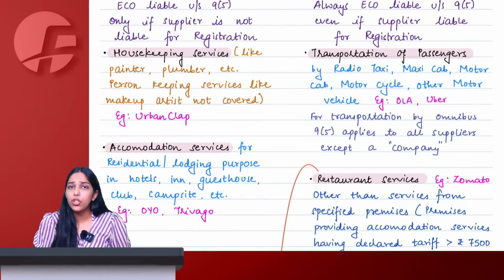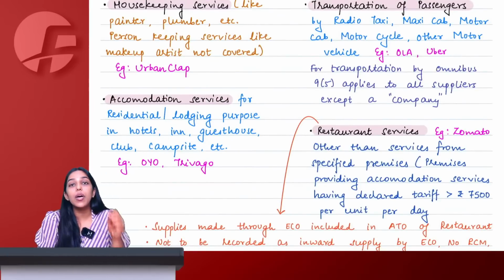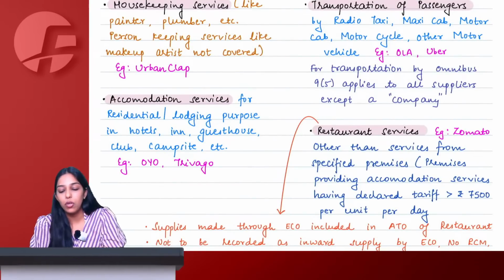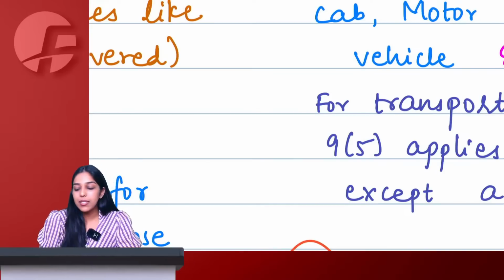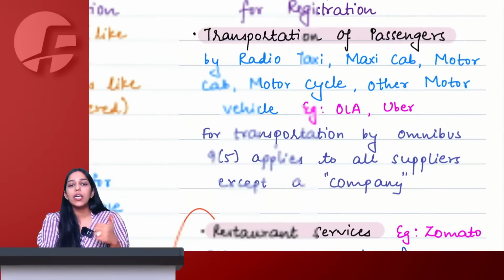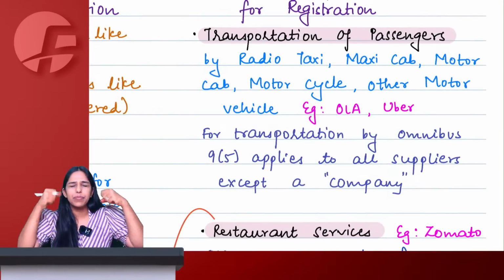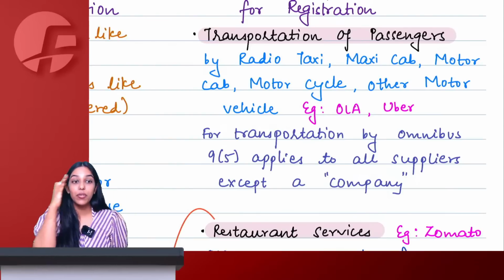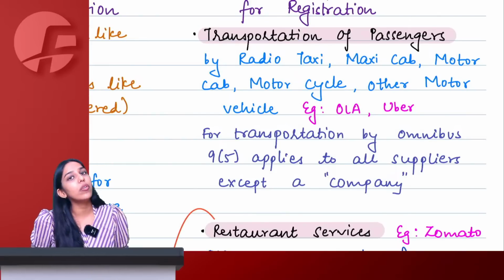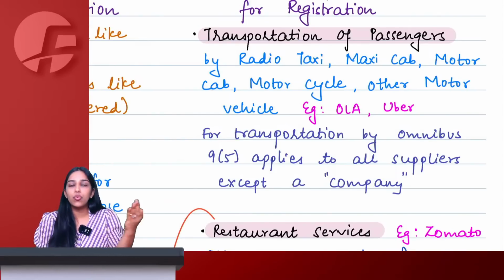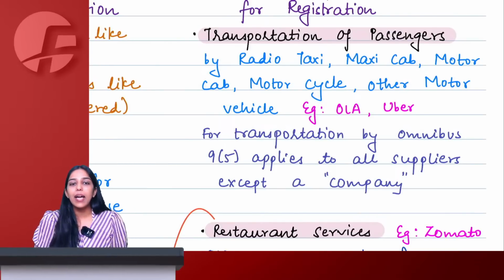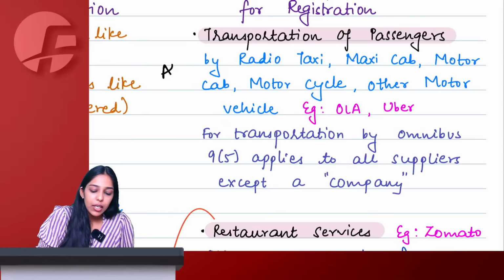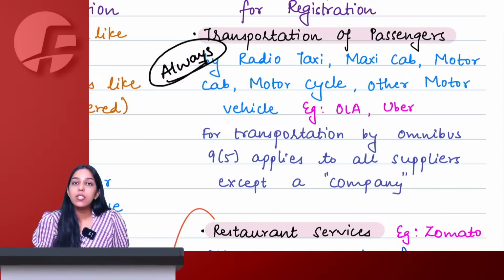But there is one exception to both of them. In case of transportation, if you are booking an omnibus through a company, it is a very typical exception, and I don't know what kind of an exception they have given. See, other than omnibus, if you are booking a two-wheeler through Rapido, or a three-wheeler, a rickshaw through Ola, Uber, or a normal taxi, maxi cab, motor cab, anything like that, always and always the e-commerce operator will be liable to collect and pay GST to the government.